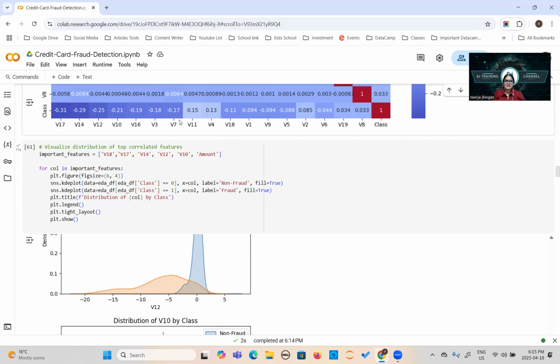0.044. We are interested in something like this: 17%, 18%, 19%. So you can pick up the features. We are also drawing the visualization. Let's check how the amount is related to the distribution corresponding to the target. We will make a list of these, import the features, and plot all these graphs.